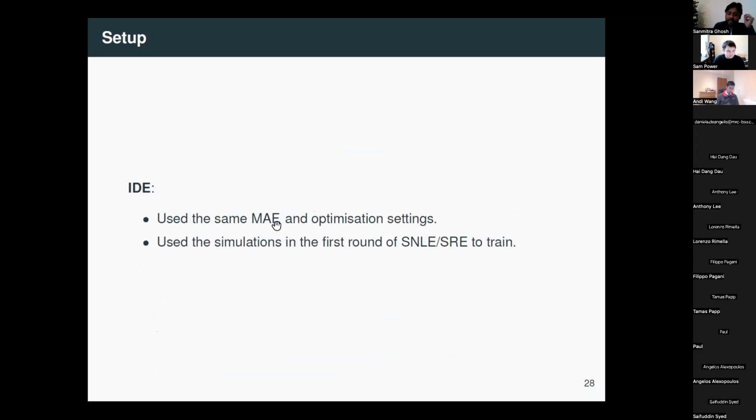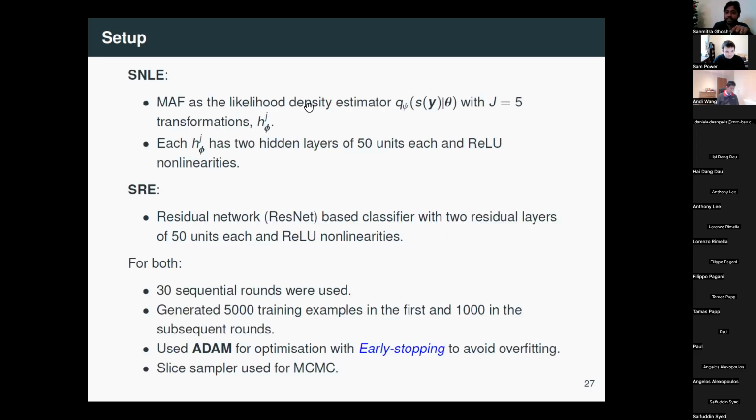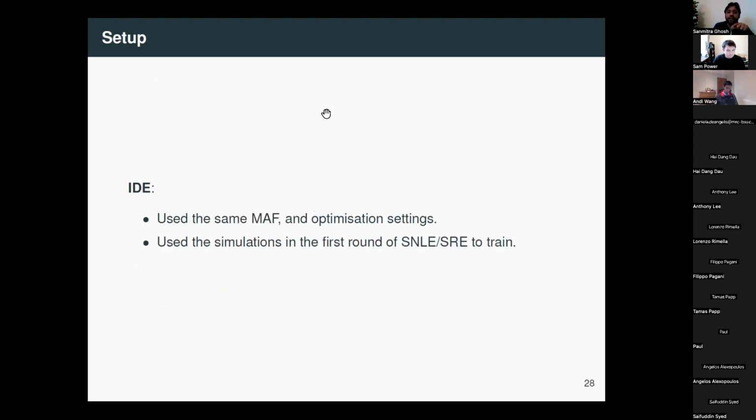For the ID, I think the most interesting thing is that I use the same map, same optimization setting, same thing. I use the exact same map for the likelihood density and for the ID. Changed nothing. Same number, same thing. And obviously the first round simulations are used to train.